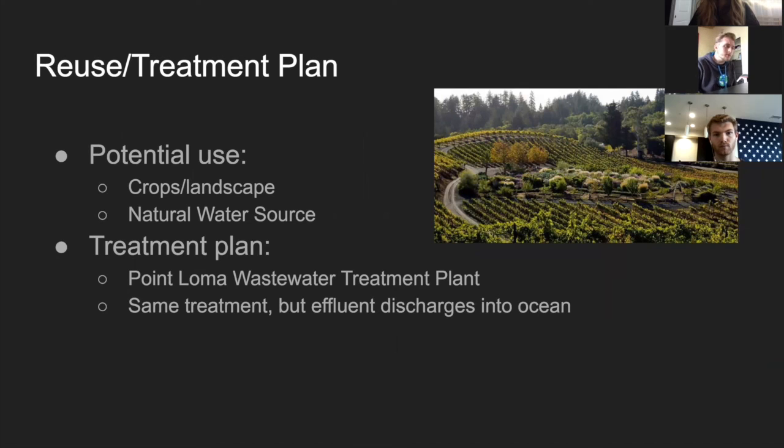A potential reuse or treatment plan that we could use, like the other applications, is to reuse it via irrigation or watering crops, or even discharge the treated wastewater into a natural water source. We would do that using a local wastewater treatment plant, such as the Point Loma one. You can either discharge it into a natural water source, where it will then be treated later in a tertiary step, or it will be discharged into the ocean.